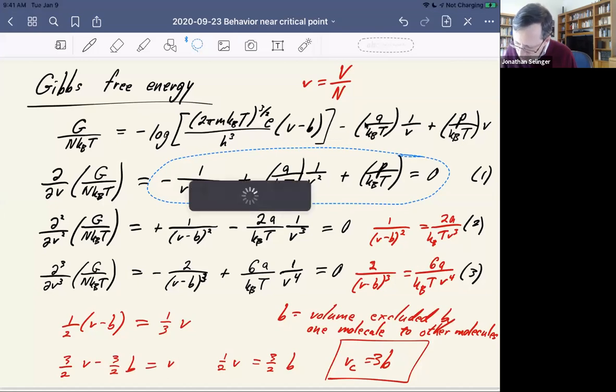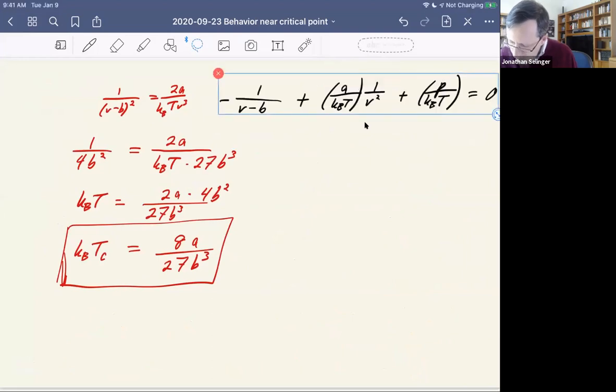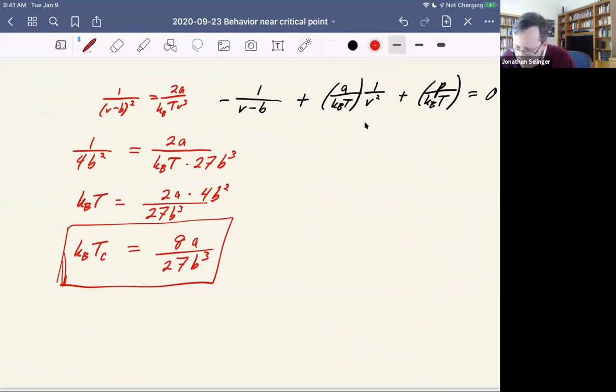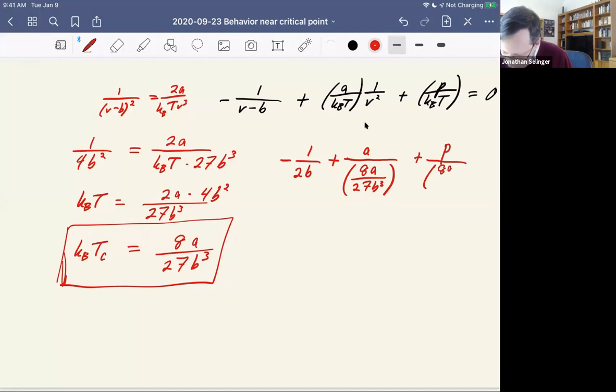And copy that, and put it over here. Okay, so now if we put in what we already found for the volume and the temperature at the critical point, we get negative 1 over 2B plus A over this thing, 8A over 27B cubed, plus P over 8A over 27B cubed is equal to 0.